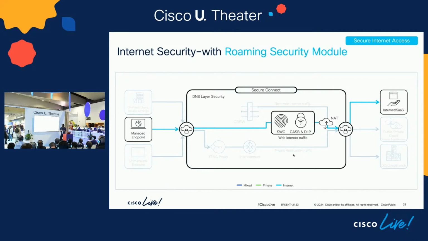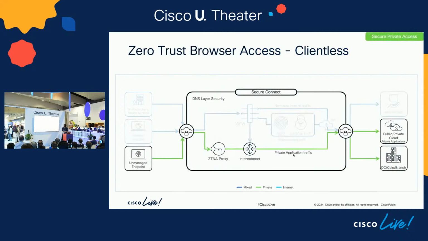So once you enable that, your complete DNS traffic plus web traffic will be proxied through this fabric, evaluated by these different security layers before it reaches the internet. The traffic flow will remain the same.